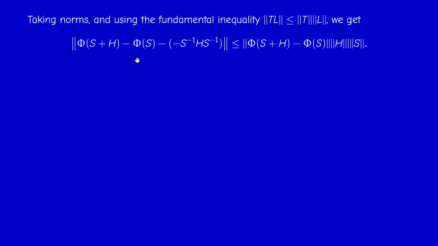And now continuity of phi that we proved in chapter 1 tells me that this is really norm of h times something that tends to 0. So this tends to 0. And so therefore this is a small o of h by definition. So this proves that phi is differentiable and its Frechet derivative is given by this map.